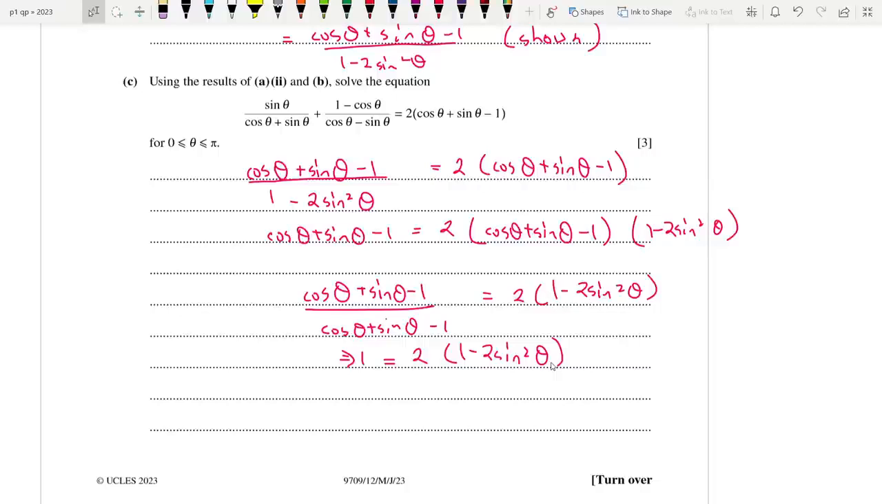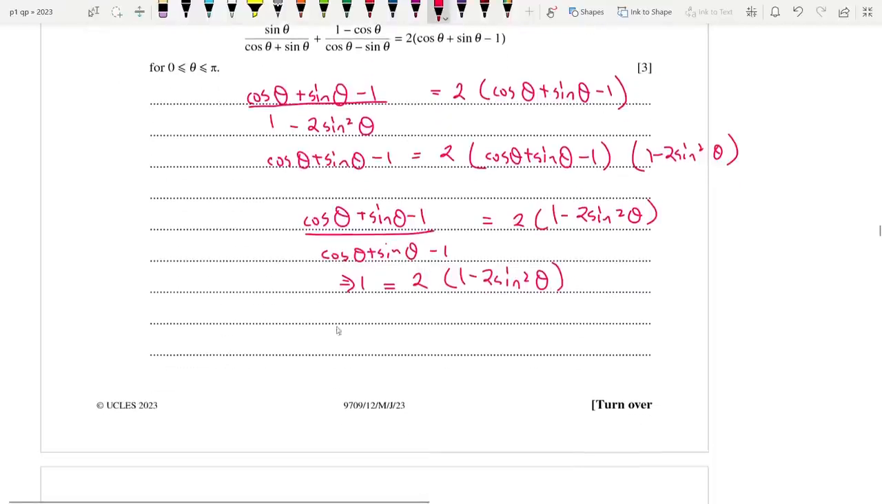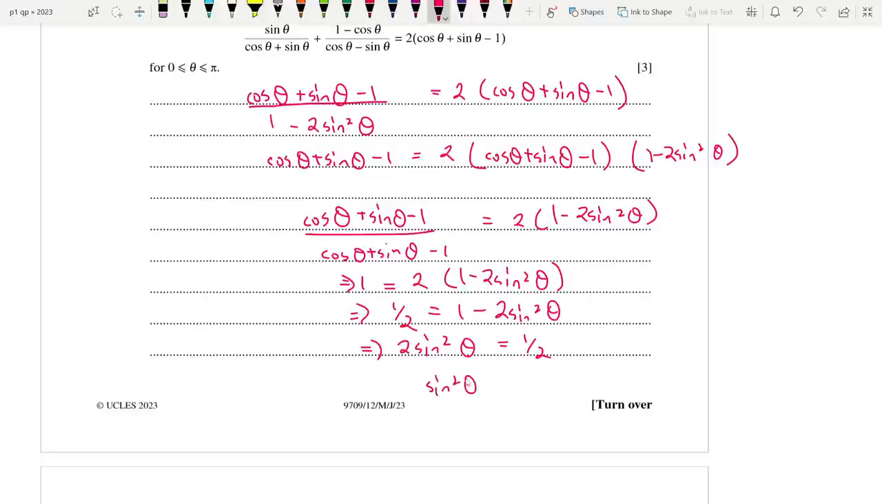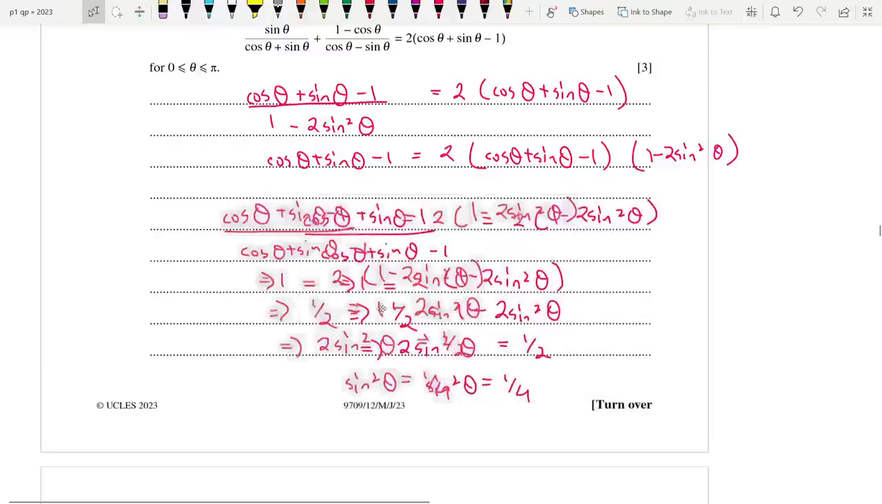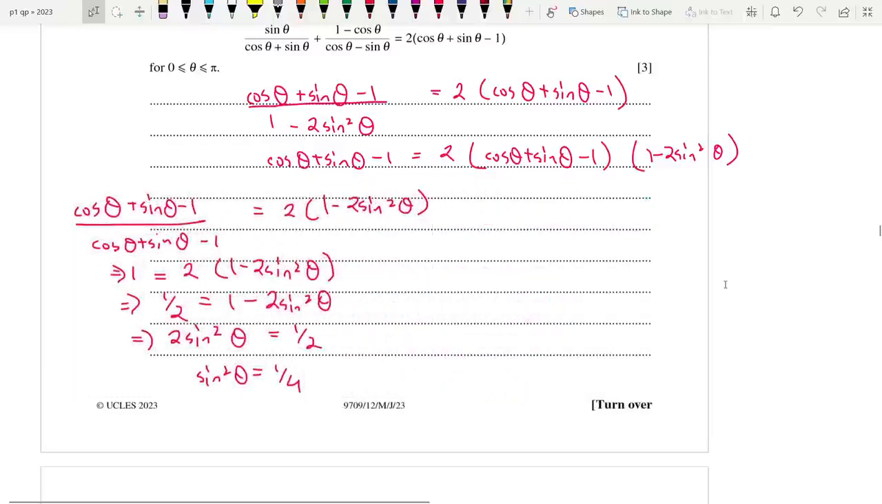You actually end up with half, right? So half is equal to 1 minus 2 sin square theta, or if I bring it on this side, 2 sin square theta equals 1 minus half, which is half, or sin square theta is equal to 1 by 4. Okay, so we end up with this. Now what?